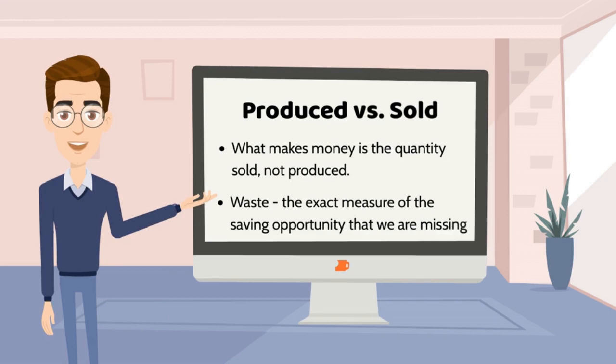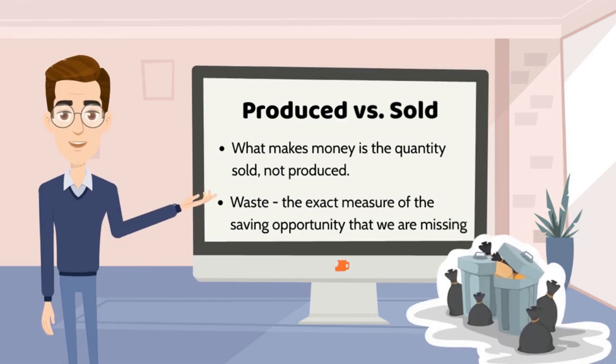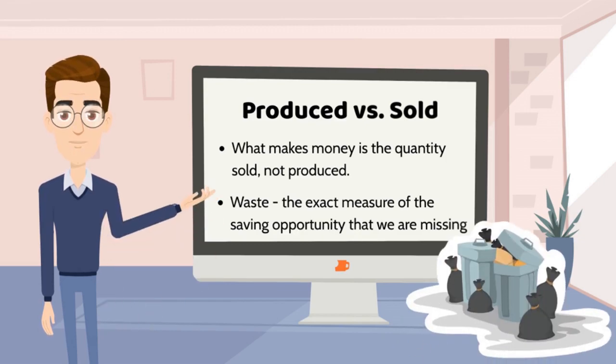In an ideal world, the quantity produced is equal to the quantity sold, and there is no waste. But there is waste, and nobody likes waste. You're no different because waste means extra cost, which means lower profits. Next.